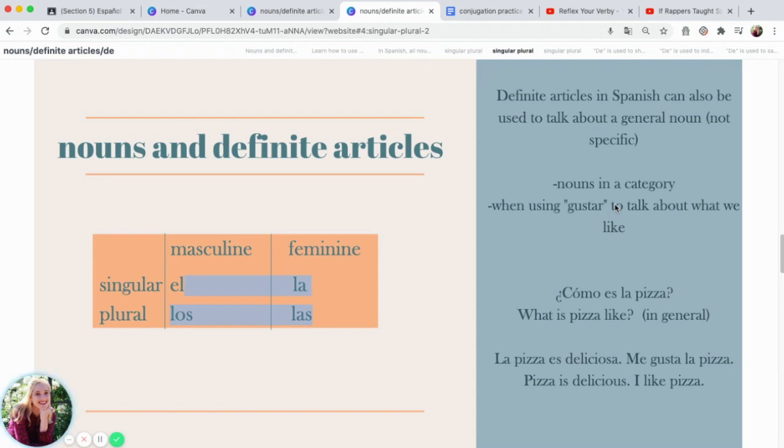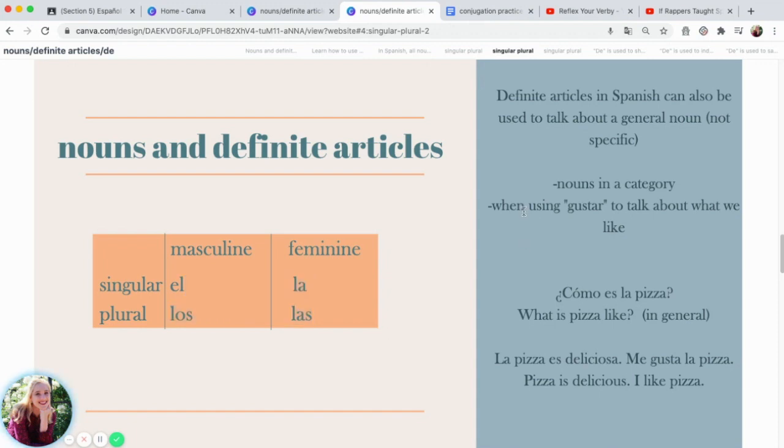If we're talking about it generally, this might look like, what is pizza like? If we're talking to someone who's never had pizza before. ¿Cómo es la pizza? How is pizza? What is it like? What does it taste like? What does it look like? Okay, so we're using sort of the same phrase, whether or not we're talking about a specific pizza or pizza in general.